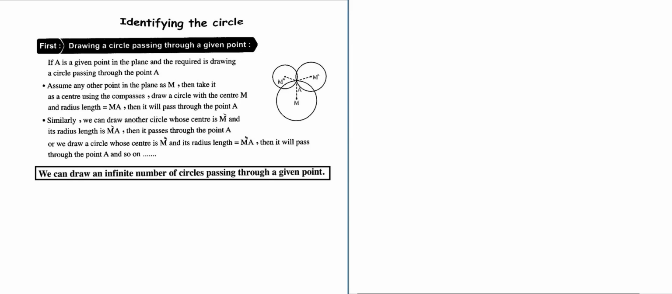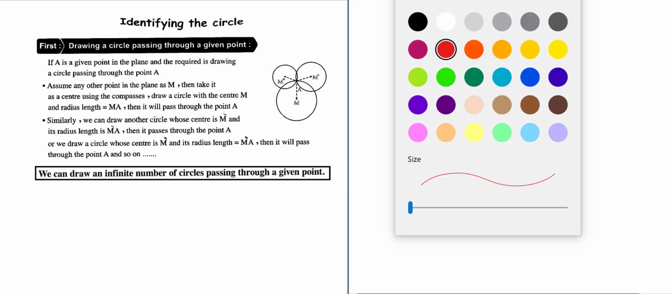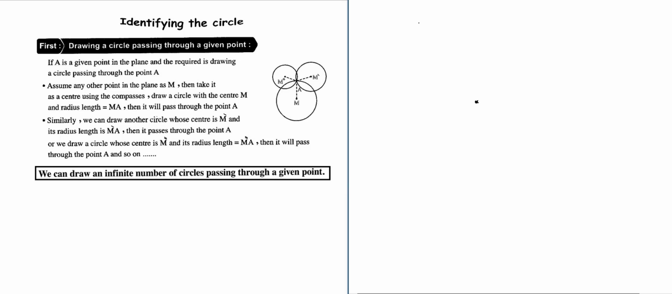Now we want to draw a circle passing through a given point, one point. If we have a point like this here, like this point, and we want to draw a circle passing through it, we must know the position of the center, the position of the center of the circle that is passing through this point. Say this point is A, and we want to draw a circle from the center M.